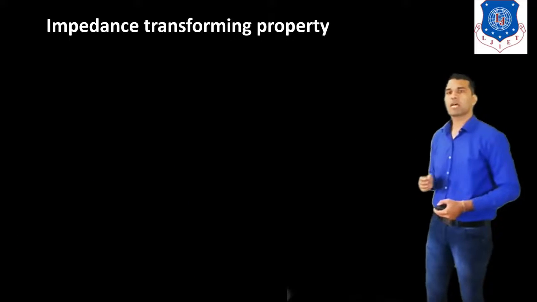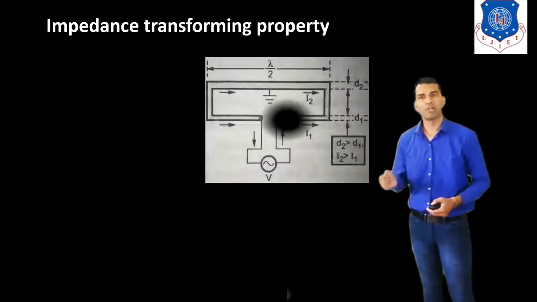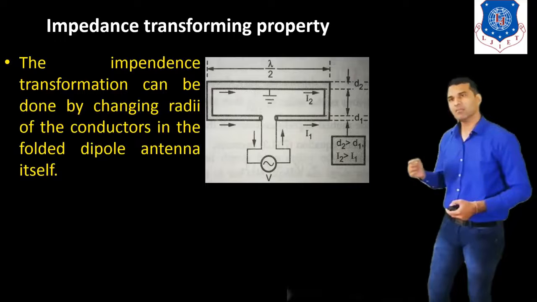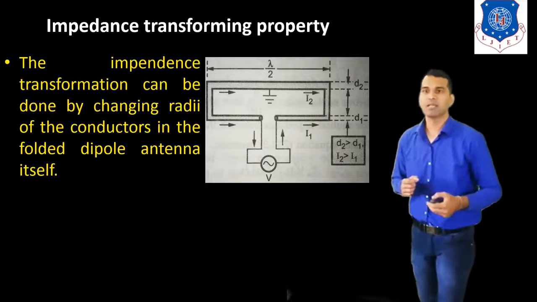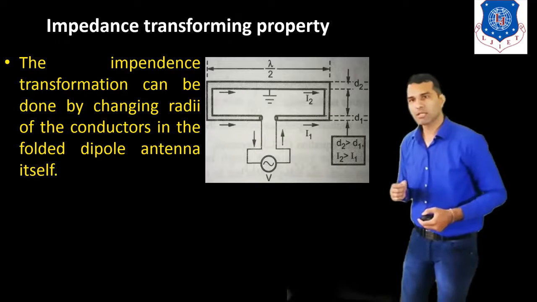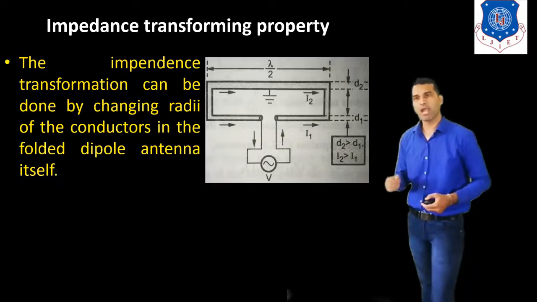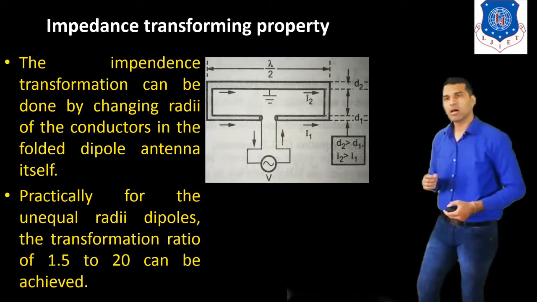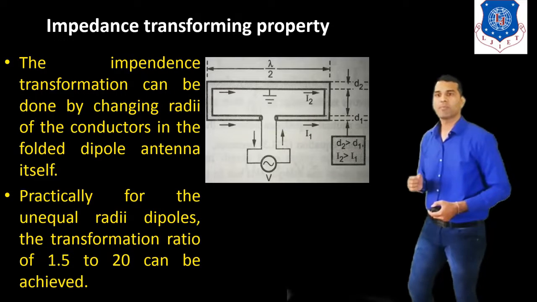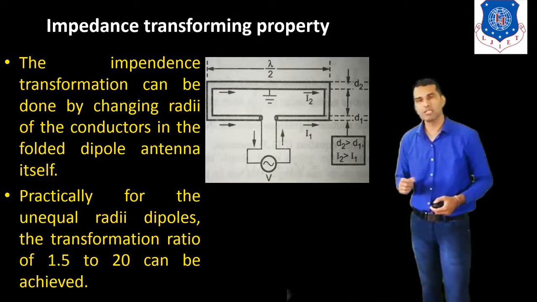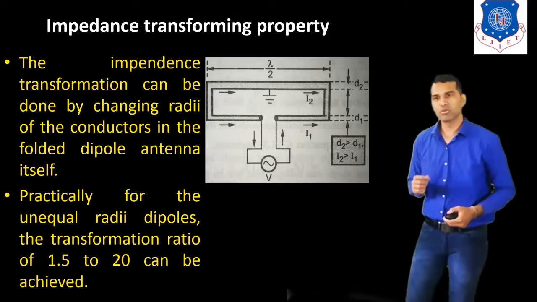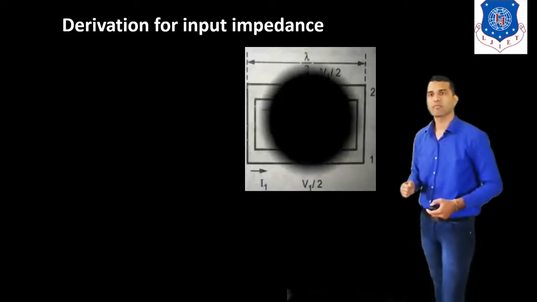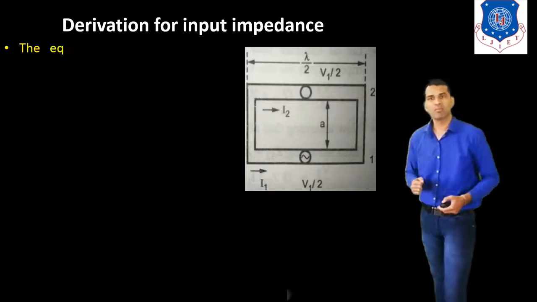Now the impedance transforming property of the folded dipole antenna. The impedance transformation can be done by changing the radius of the conductor in the folded dipole antenna itself. Practically, for the unequal radii dipole, a transformation ratio of 1.5 to 20 can be achieved. Now, derivation of the input impedance.